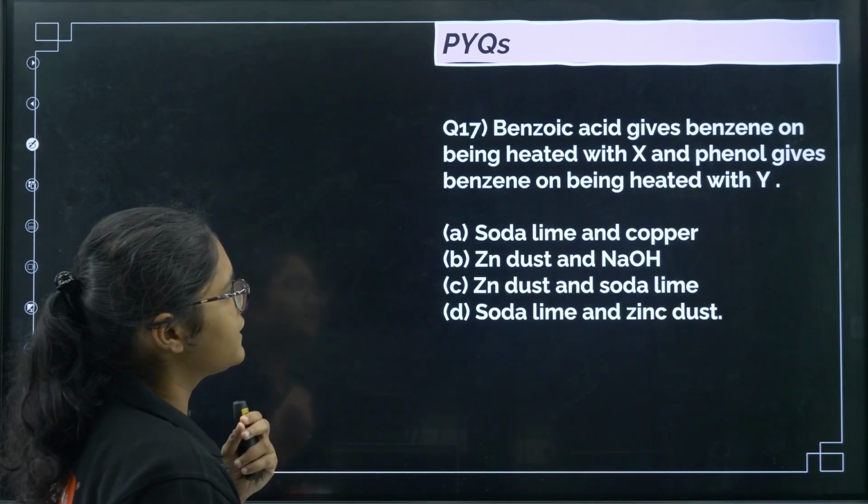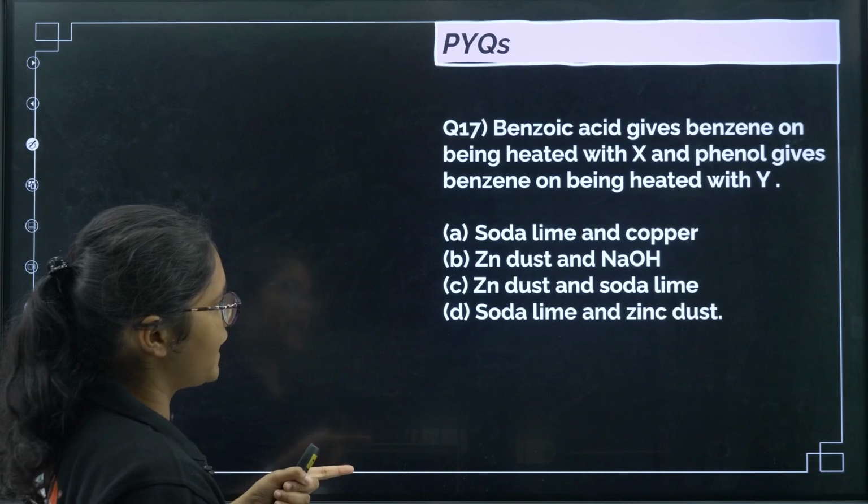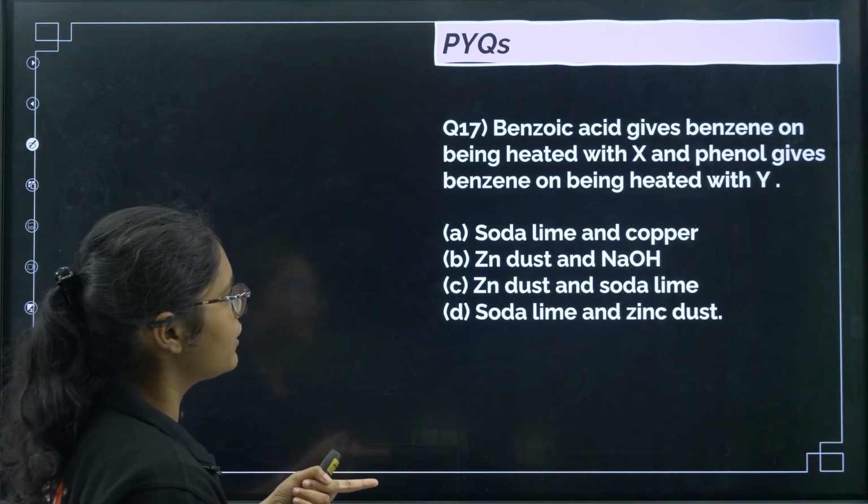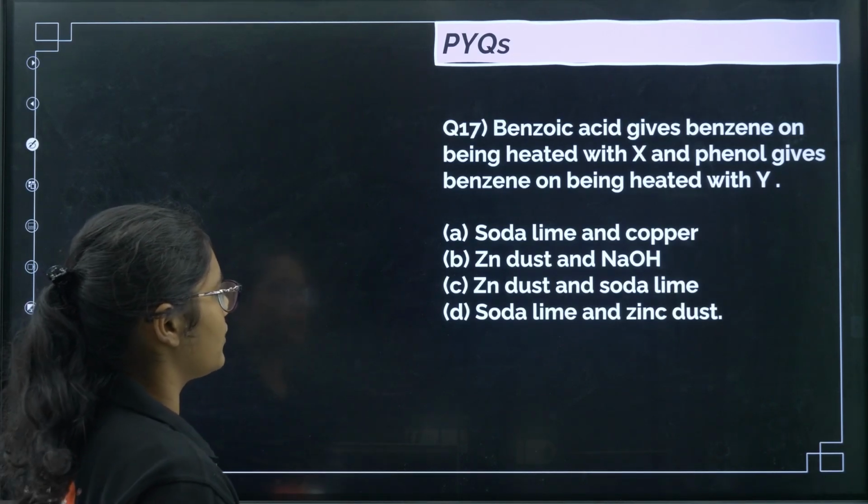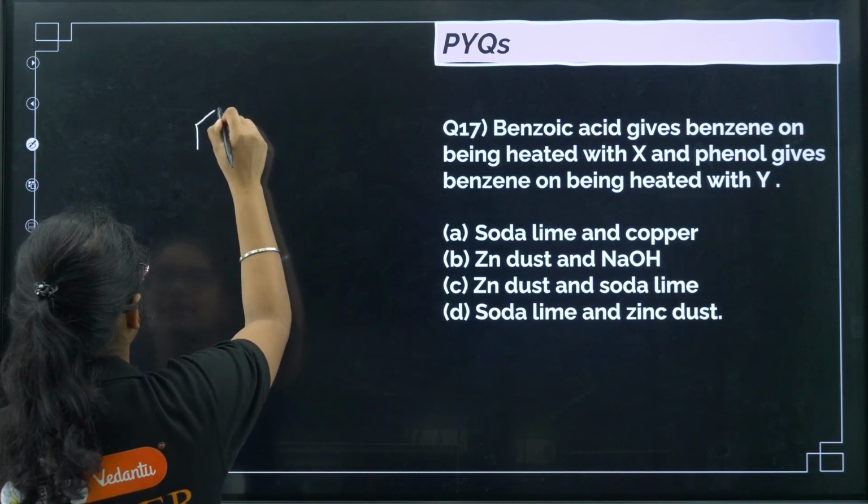Next, benzoic acid gives benzene on being heated with X, and phenol gives benzene on being heated with Y. So what are X and Y? It is telling about benzoic acid.